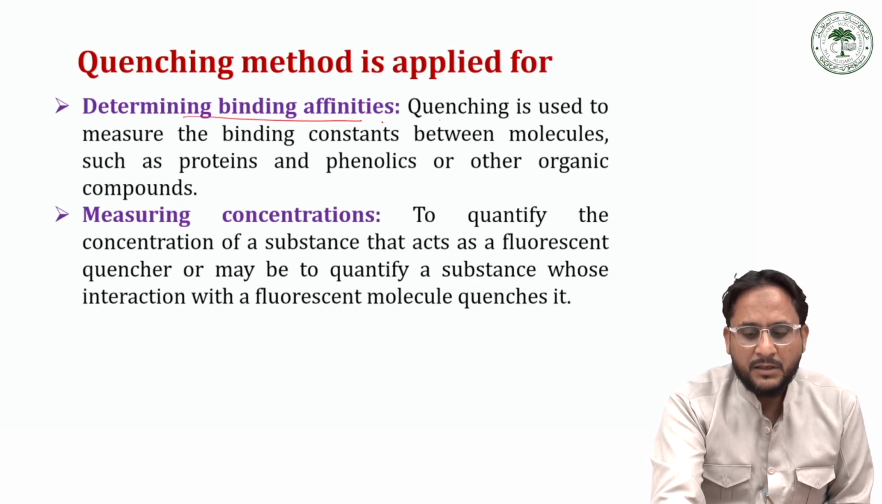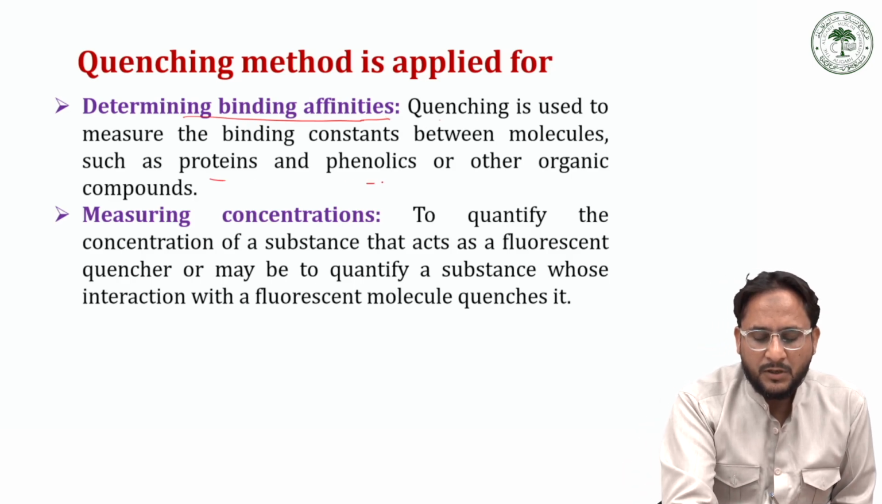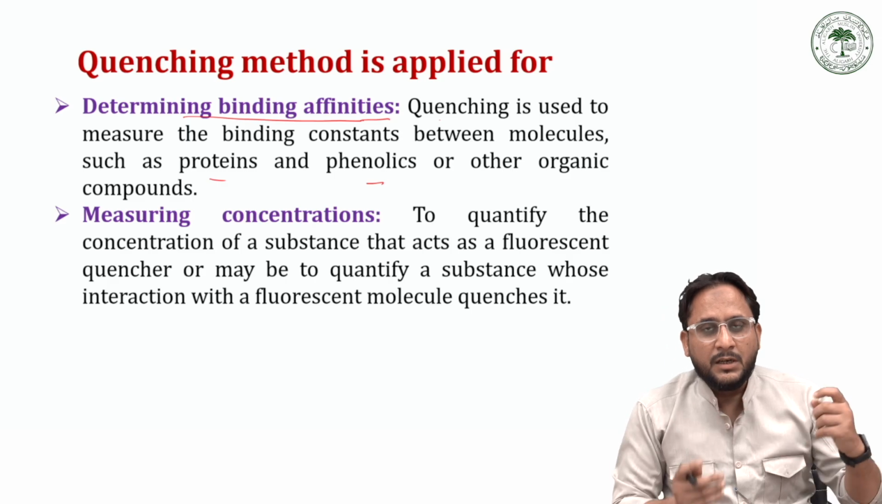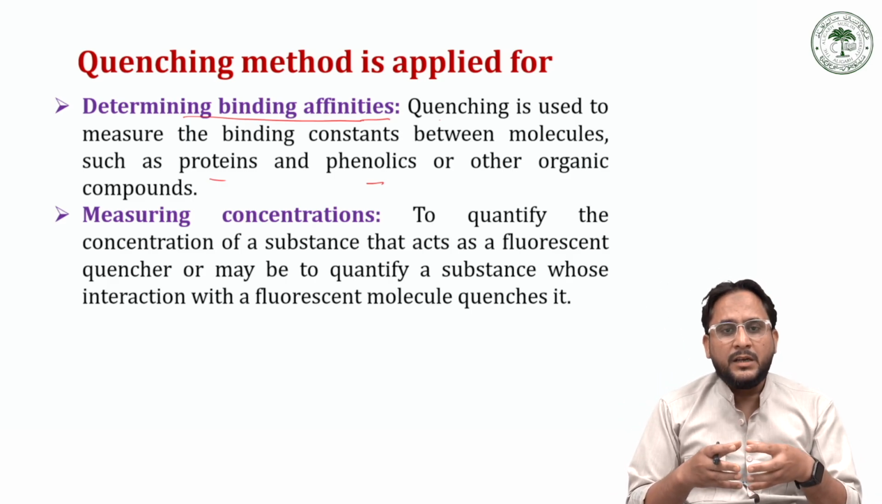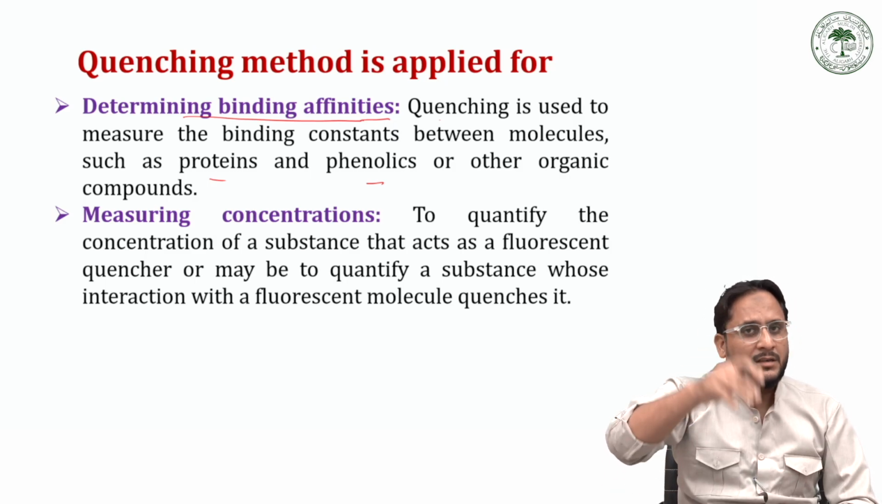determining the binding affinities of proteins. For example, if we have a protein or a phenolic compound or any other compound, and we have added a quencher into it, and if that quencher attaches itself, we can identify those binding sites and the binding constant, and this is confirmed by the reduction in the intensity.